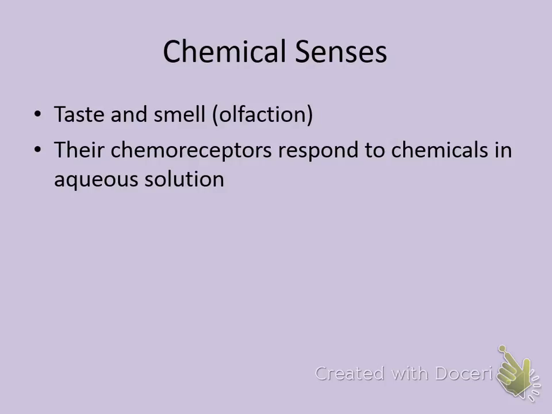Good. Taste and smell, olfaction. These go together very well. Taste and smell are really closely related, right? Chemoreceptors respond to chemicals in aqueous solution. So in order for you to taste something, you have to have a chemical that can be released into your saliva, and then the receptors on your tongue can pick it up. Same way with smell. You can't smell something that's not emitting some type of chemical signal. Some type of chemical is coming off of that.